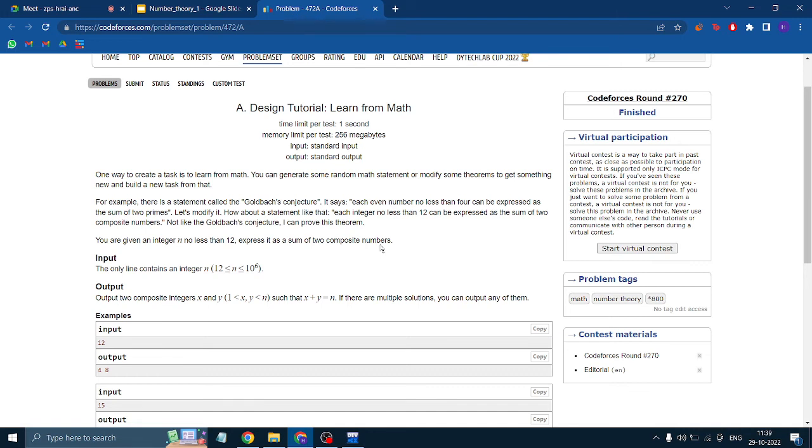And then we check if both numbers are composite or not. The check for that is simple, right? We just run a loop from 2 to root n, and we check if n mod i equals 0. If n mod i is 0, then the number is composite. So we check if both numbers are composite. As soon as we have the two composite numbers, we output them. This is the brute force solution.